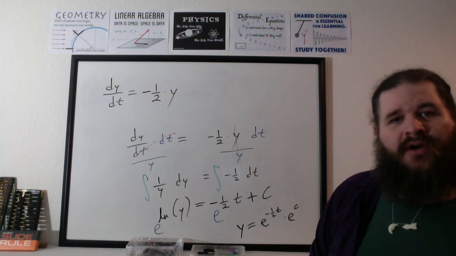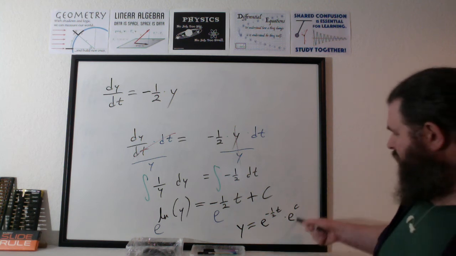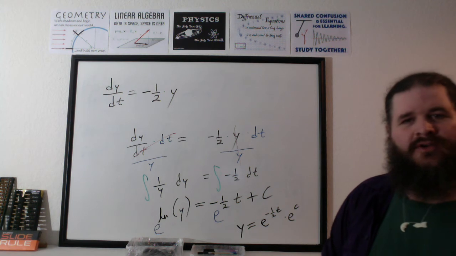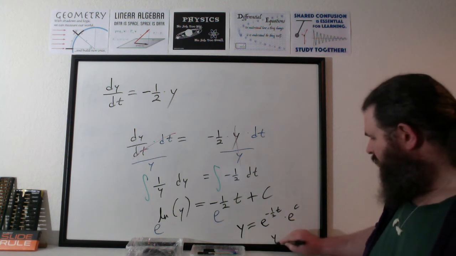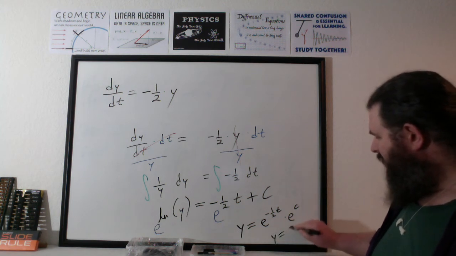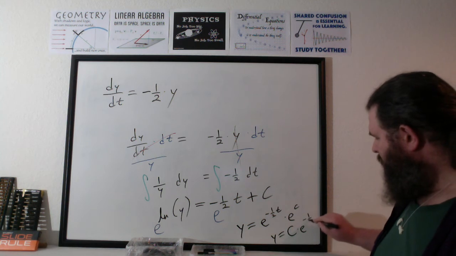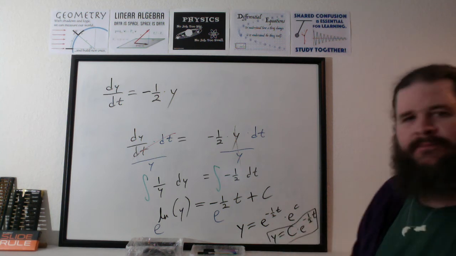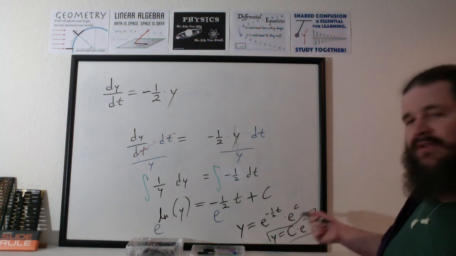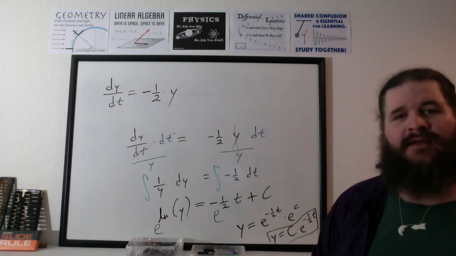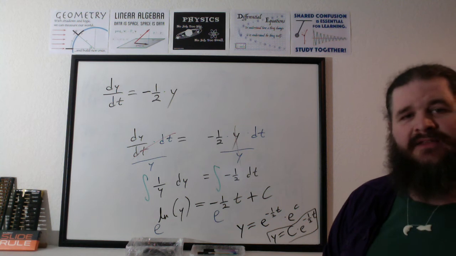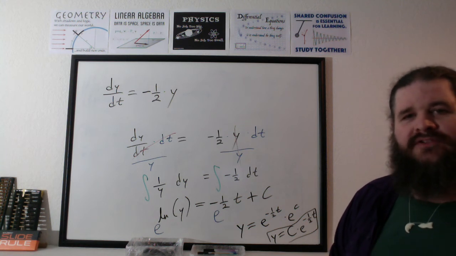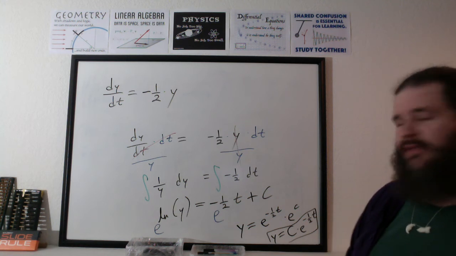Also, since c is just an arbitrary constant we don't know yet, e to the c is also just an arbitrary constant we don't know yet. So let's just call that another arbitrary constant. We'll call that, let's say, capital C times e to the negative 1/2 t. So there is our general solution. Y equals some constant times e to the negative 1/2 t. Same thing we got by using the guess method, the ansatz method. And as usual, if you have an initial condition, you can plug that in and solve for C.